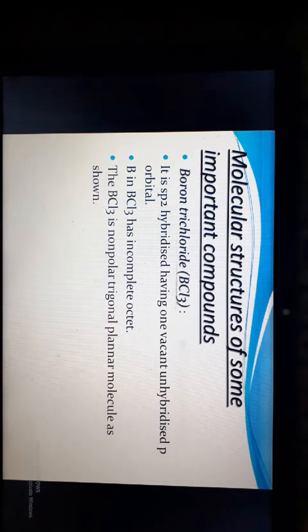BCl3 is a non-polar trigonal planar molecule as shown. What type of structure is it having? Non-polar trigonal, that is triangular you can say, and planar, that is, all three chlorine atoms are in the same plane. They are not in another plane, they belong to the same plane, therefore a planar molecule as shown. And between Cl, boron and again Cl, the bond angle is 120 degrees.